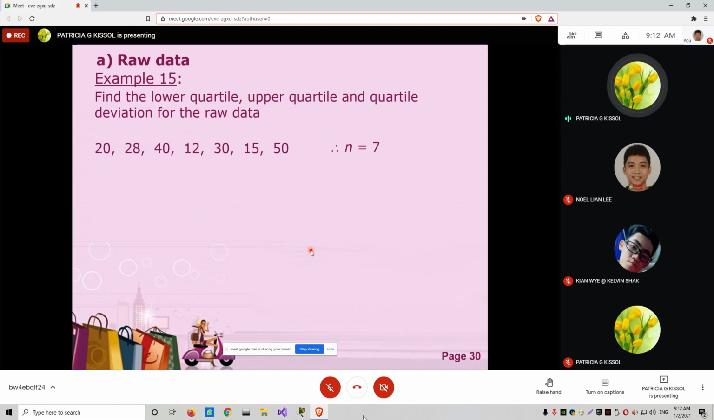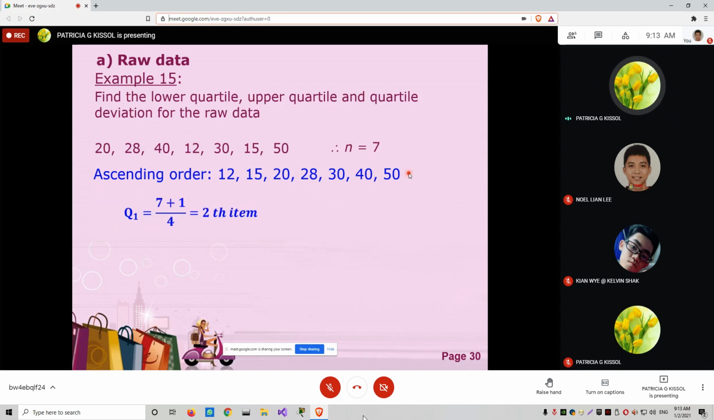In order to find the lower quartile, it is very important to again arrange it in ascending order, meaning from the smallest to the biggest. And it's already arranged for you in blue color. For Q1, because our n is 7, we have 7 plus 1 divided by 4, because remember, Q1 is n plus 1 divided by 4. When you calculate this, you get 2.